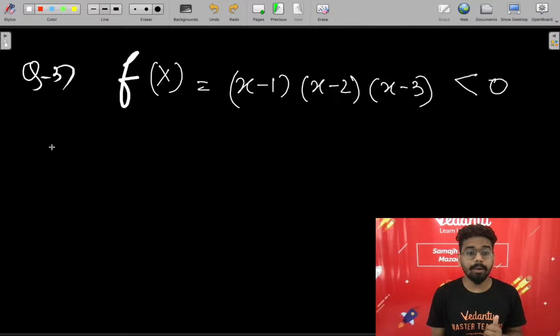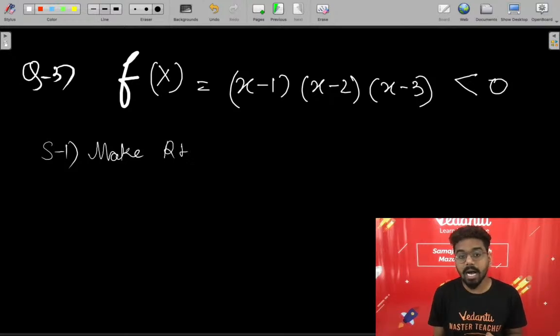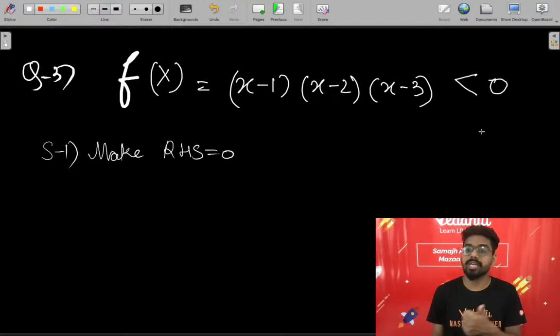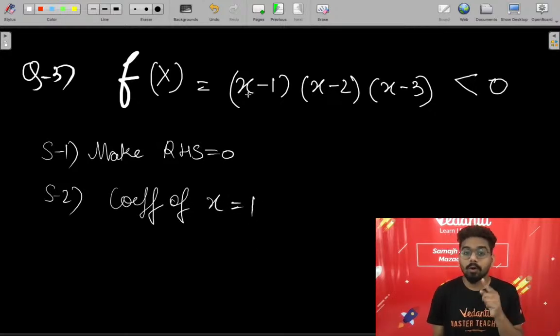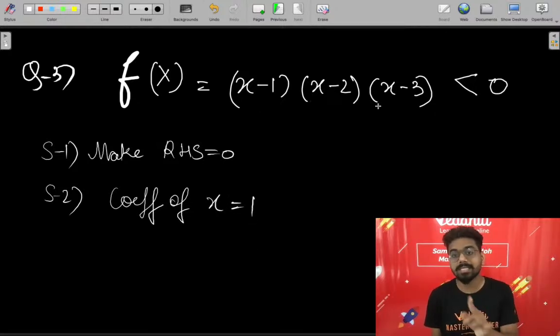Now step number 1, make RHS. Step number 1, this is the method, wavy curve method. Okay, make RHS equal to 0. We have done this, yes. Step number 2, make sure that the coefficient of x is equal to 1. Coefficient of x is 1, yes, yes, yes.